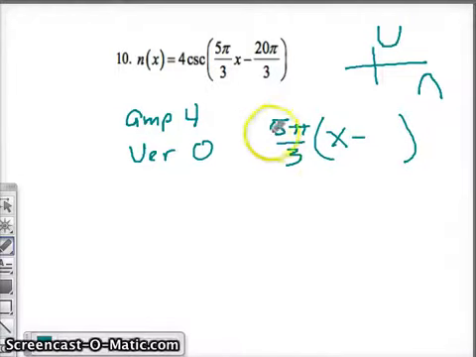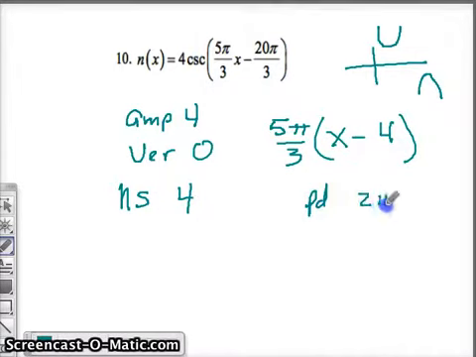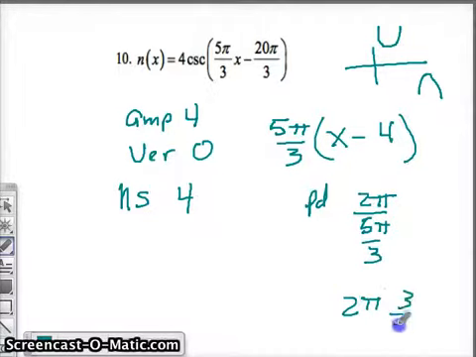Now let's see, 5 pi times what gives me 20 pi? Well, that's a 4. 3 times what gives me 3? That's just a 1, so there you go right there. So the phase shift, horizontal shift, is 4, and then the period is just 2 pi over b. We did this before, so that's just 2 pi times 3 over 5 pi, so that's 6 over 5. Period is 6 over 5.